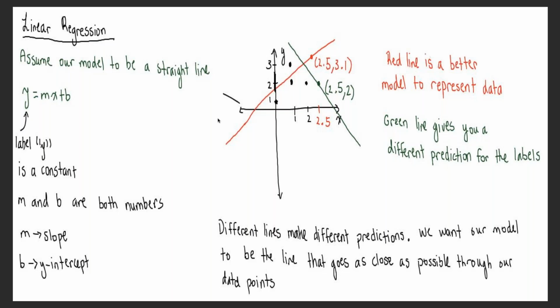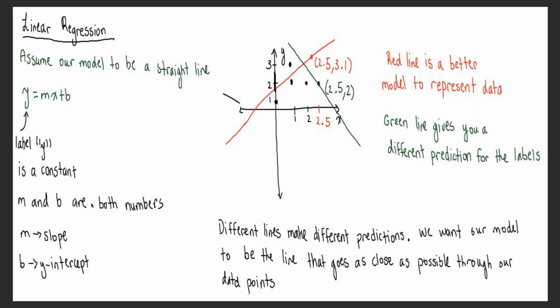I've included an example of linear regression here, and it's a very simple example to get you accustomed to what it's all about. Let's assume our model to be a straight line. As you can see, I've drawn out a graph here, and there are two straight lines, a red line and a green line. Let's pretend these are straight lines in the form of y equals mx plus b. If you've attended some of the previous tutoring sessions, you would know that y equals mx plus b is the form of a straight line. And the label, which is y, as I mentioned before, is what we consider to be constant. It's not variable, it doesn't fluctuate, it's just one constant value throughout.